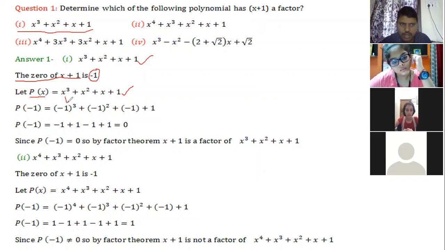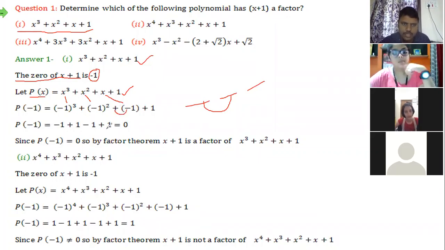Minus 1 cube, minus 1 square, minus 1, 1. Minus 1 cube: there are 3 minus signs, and minus into minus is plus, plus into minus, minus only you will get. But minus 1 square means plus 1. Here plus into minus, minus 1. So plus 1, minus 1, plus 1, cancel, 0. Minus 1 plus 1 cancel, 0. You got answer 0 or not?